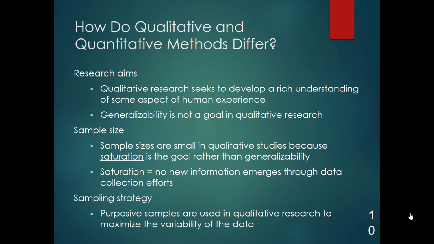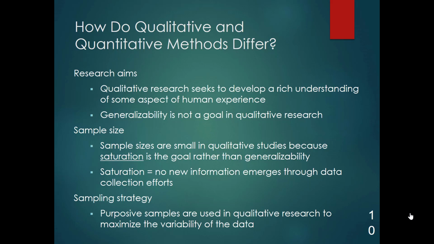So how do qualitative and quantitative methods differ? They can differ by their research aims. So with qualitative research, it seeks to develop a rich understanding of some aspect of human experience. Generalizability is definitely not a goal in qualitative research. When it comes to quantitative, they're not really trying to develop a rich understanding of some aspect of human experience, and they're definitely generalizing the data.